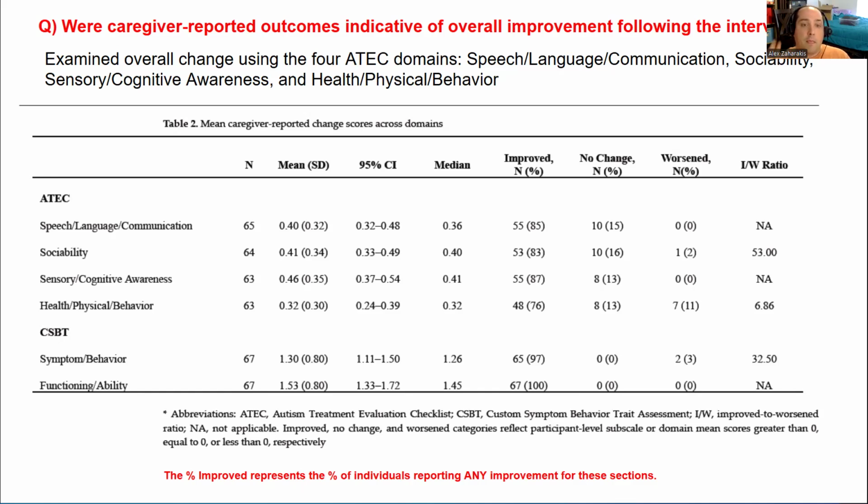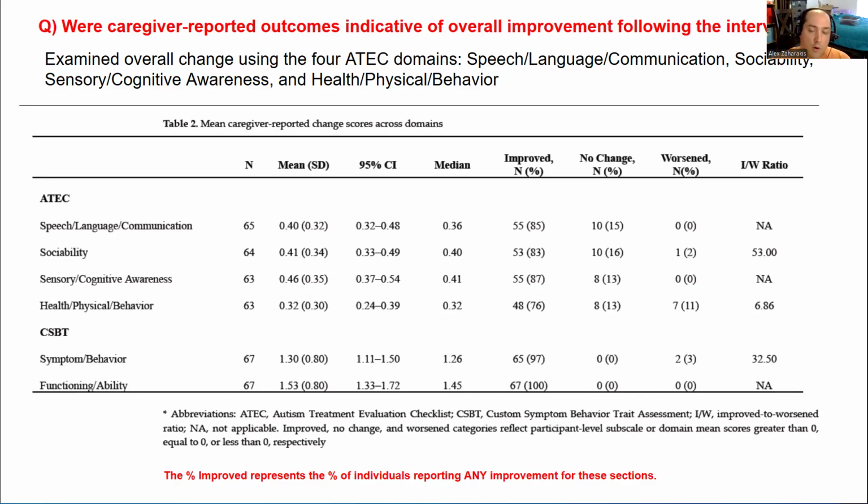So, going back over this slide, we've moved away from the severity, and now we're looking at what the mean improvement or worsening would be for this section. To explain this again, this is looking at the response part of the question that asks whether there is an improvement, worsening, or no change, which would be the responses with regard to the ATEC, and with regard to the CSBT, which is the custom symptom behavior trait questionnaire.